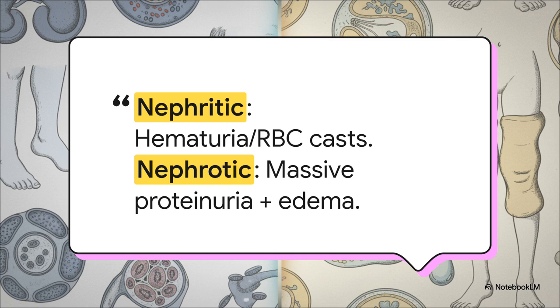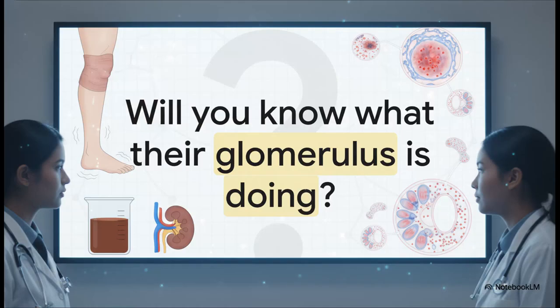But if you suspect nephrotic syndrome, you are looking for that classic clinical triad: massive proteinuria, which leads to hypoalbuminemia, resulting in generalized edema. And that brings us to the end of our ward round explainer. You now have the master matrix decoded. So, the next time you walk into a hospital room and see a patient with severe swelling, abnormal urine, and failing kidneys, ask yourself, is it inflamed or is it leaking? Will you know exactly what their glomerulus is doing? Keep these patterns locked in, and you absolutely will.